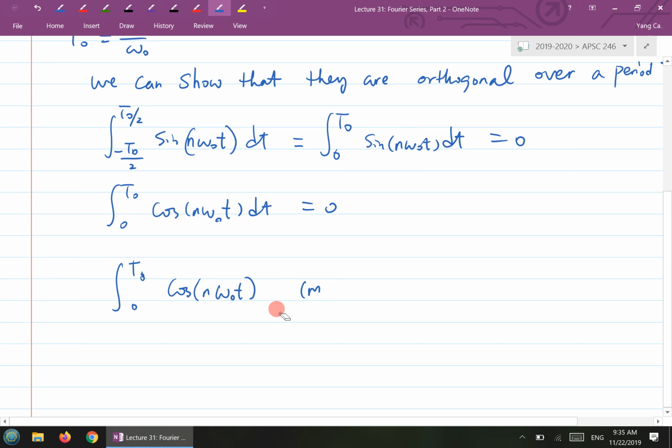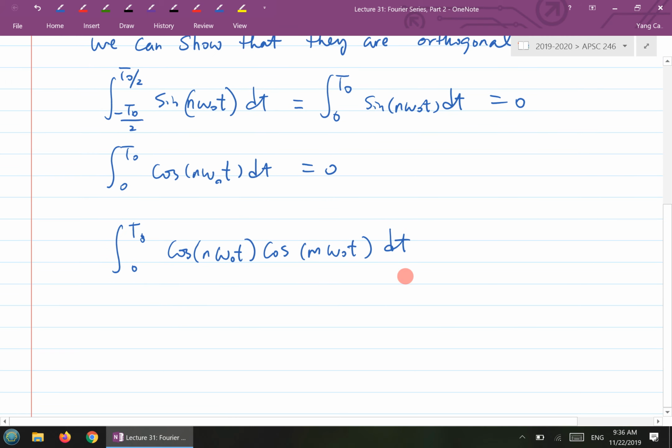So let's say we integrate cosine n omega naught t times cosine m omega naught t. If this is a 1, what does it equal, right? I'll show you this one here, and then I have a couple more, but I'm not going to show everything else. So when you have two cosine terms multiplied with each other, you can make use of this property.